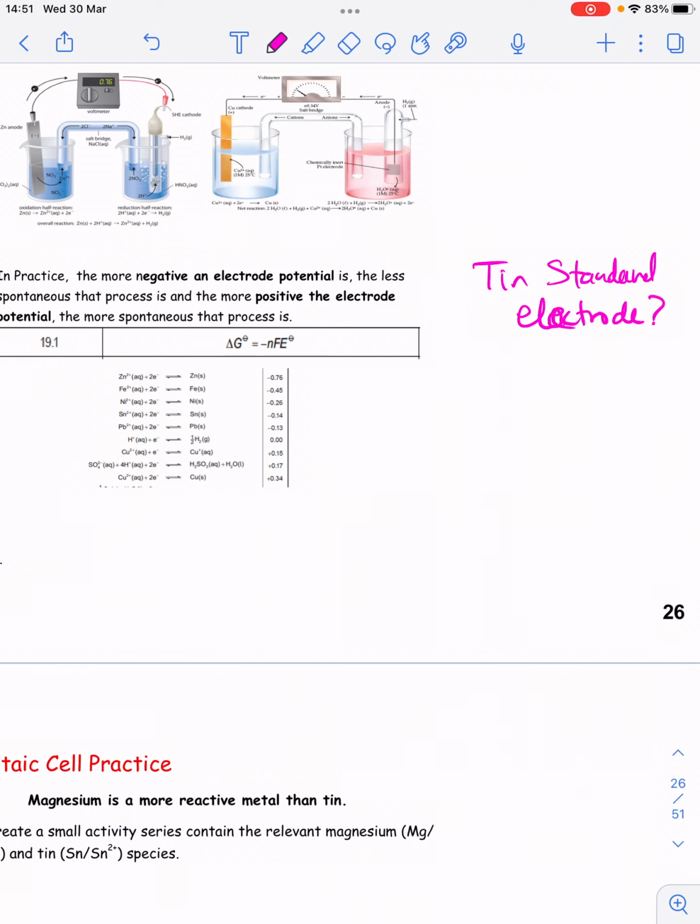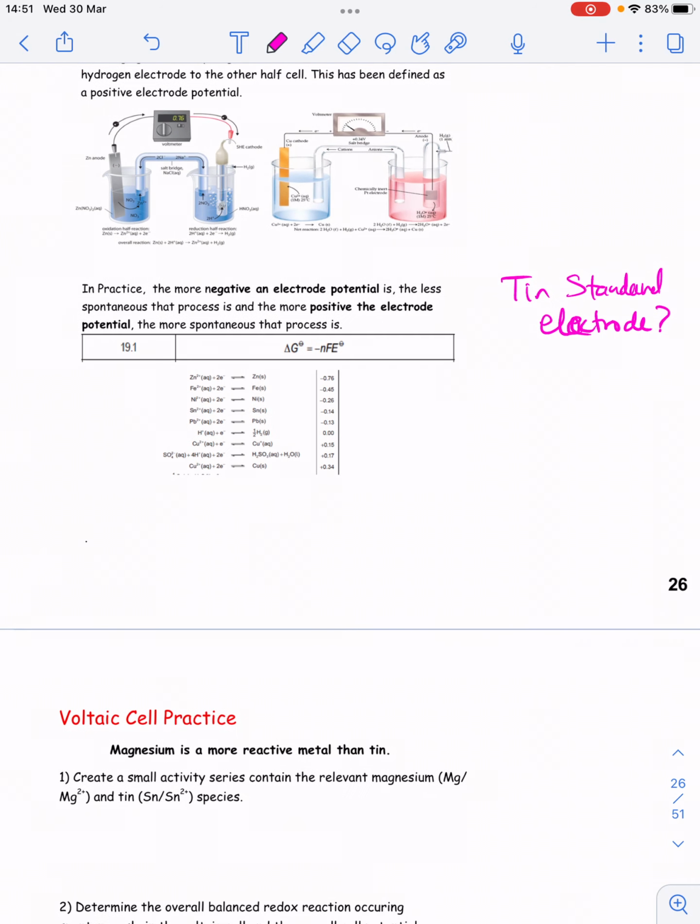Okay, now we're on page 26. We're going to do some Voltaic cell solutions to the questions that were assigned. This is a slightly different version of the packet, but the question at the bottom of page 26 is: what would happen to these potential values if we used tin as the standard electrode instead of hydrogen?